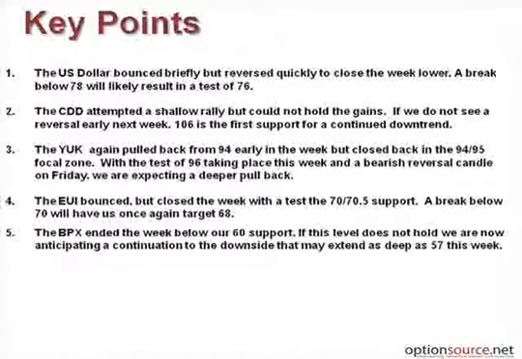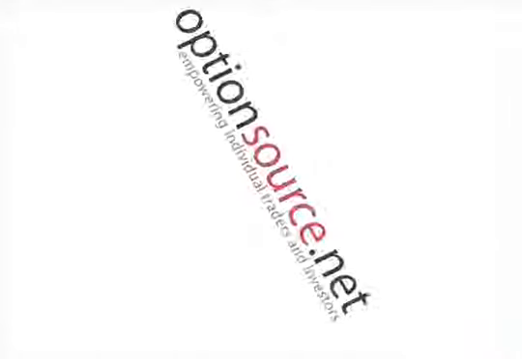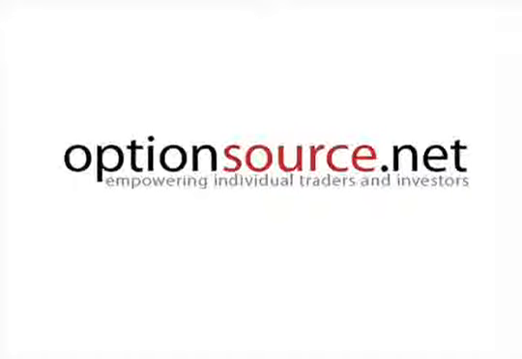The BPX ended the week below our 60 support. If this level does not hold, we are now anticipating a continuation to the downside that may extend as deep as 57 this week. The AUX closed the week below 121, bringing the 117-118 focal zone into the picture as a logical downside target. And this has been your ISE FX Options Weekly Outlook for August 3rd, 2009.